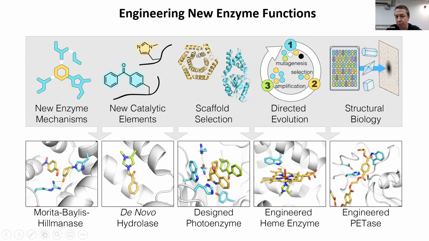We sometimes repurpose natural scaffolds, but sometimes we build entirely new scaffolds, protein folds that are not found in nature. We extensively rely on directed evolution to tune the efficiency and selectivity of our systems. And we use not only structural biology, but also biophysical and spectroscopic characterization to understand how our enzymes operate at the molecular level.